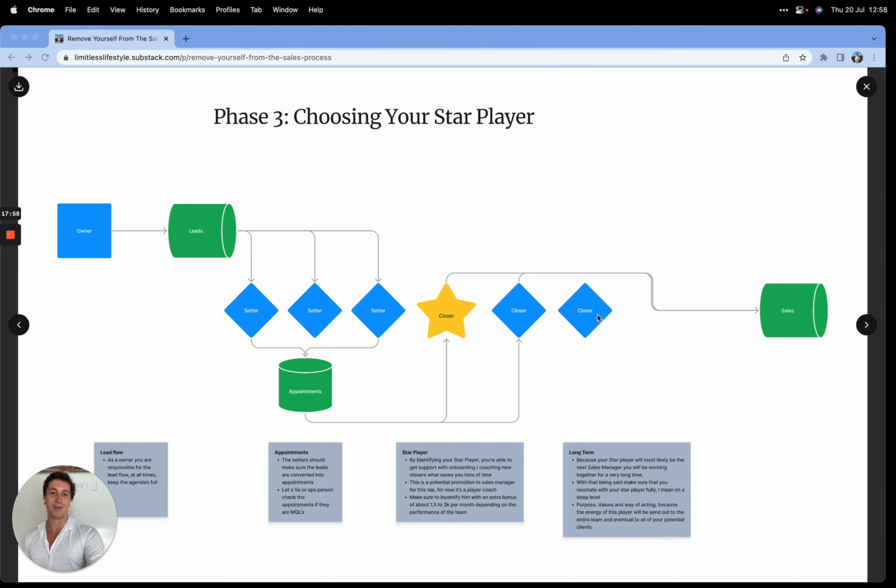I was a bit distracted by missing an arrow here, but all right. So the appointments will go to the closers, and the closers will take on the calls to make sales, of course. That's all clear. Now you're gonna identify your star player who is going to help you with the onboarding and coaching of new sales reps. So it's very important. It's not a sales manager yet. It will be a player coach. So most of his income will come from the sales calls itself.